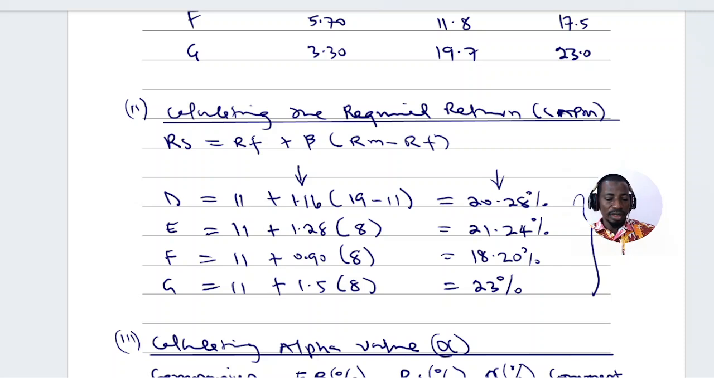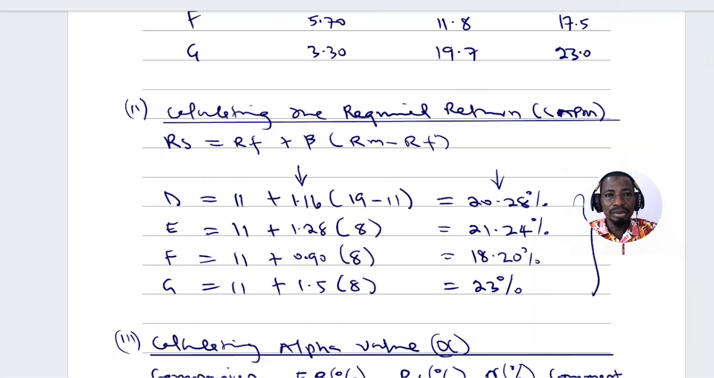The return of Dashing is also 20.28. But for Fantastic, the risk is 0.9. The return is 18.2, which is consistent with the assumption that the higher the return, the higher the risk. When you look at Gaudy, it has a risk of 1.5, but the return is the highest, which is 23%.